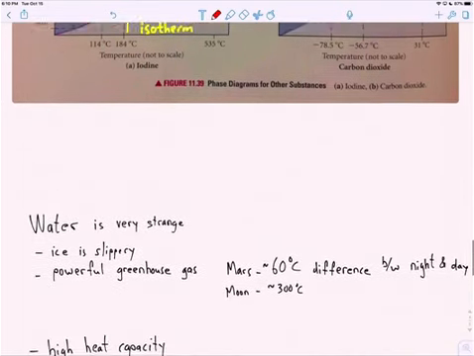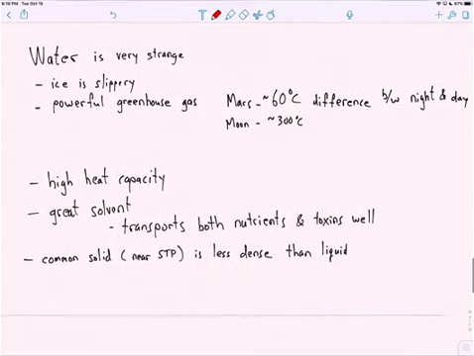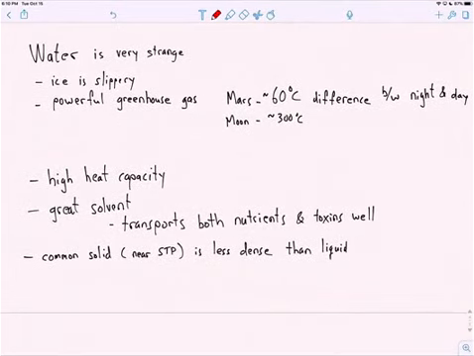But let's talk about water. Water is a very strange compound. So ice is slippery. Surprising things you learn in chemistry class.